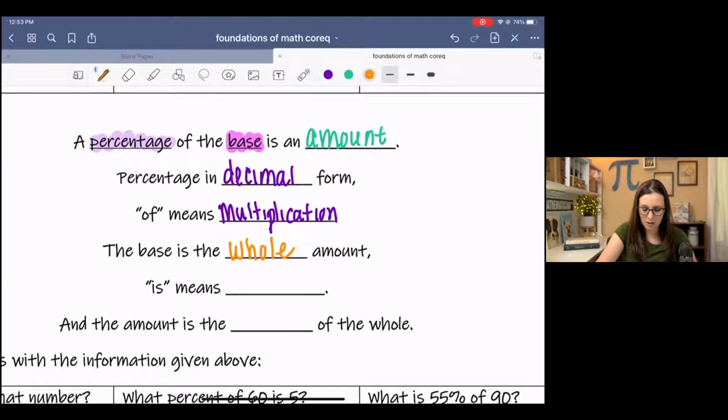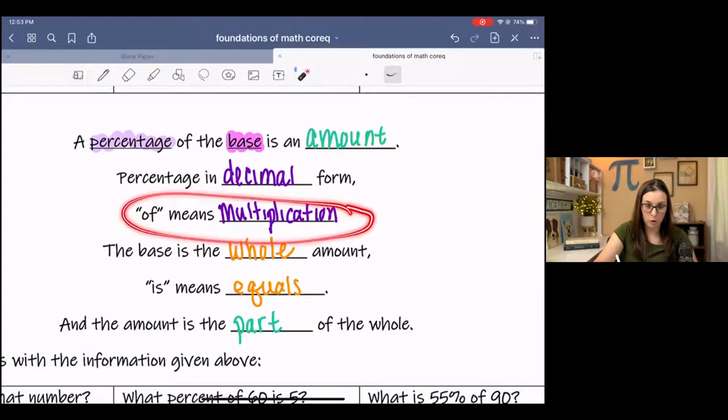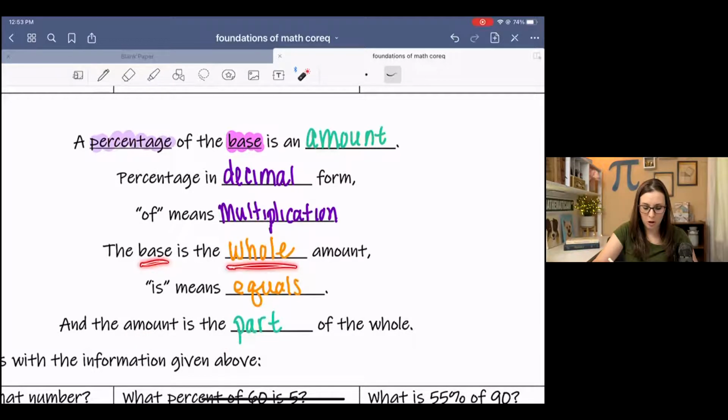Is means equals. And the amount is the part or the piece or the fraction of the whole. So key things here: of means we're multiplying, is means equals, amount is usually going to be the smaller number, base is going to be the larger number, percentage needs to be converted. Okay, it's not too bad, I promise.